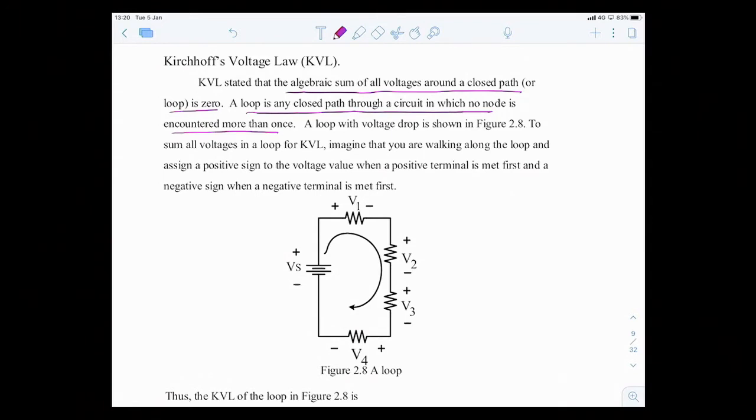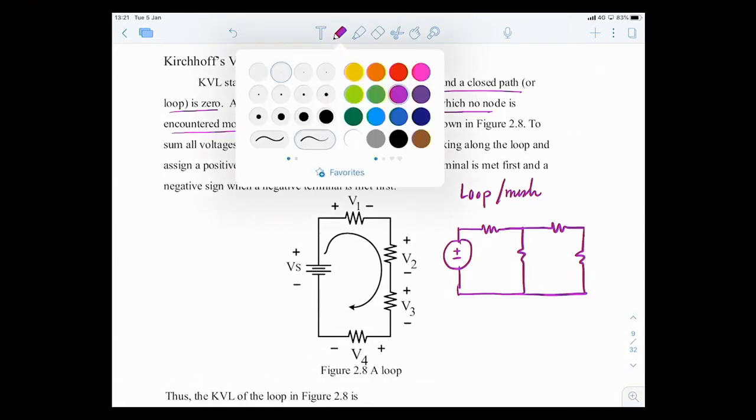So there's a word loop. Later on you will hear loop or mesh. Let me define it right here. Say I have this picture, this figure. Maybe you can see an example more clearly. A loop is a closed path through a circuit in which no node is encountered twice.